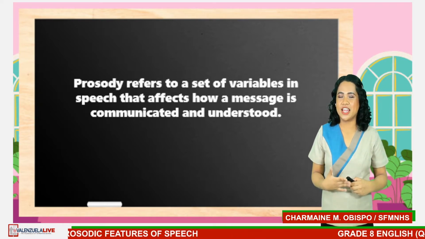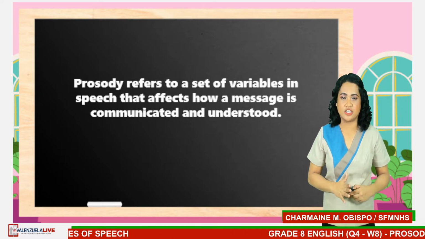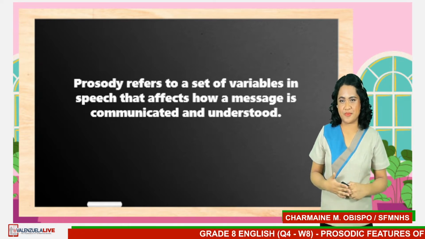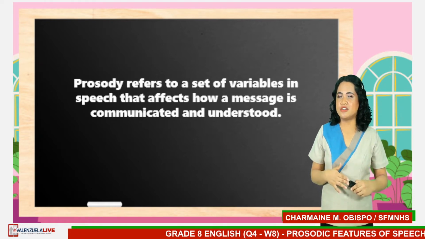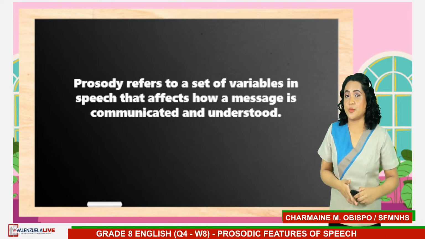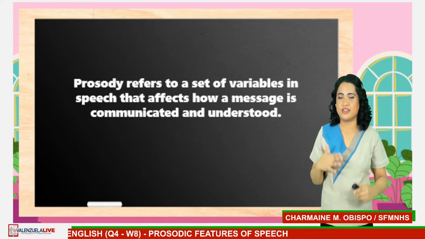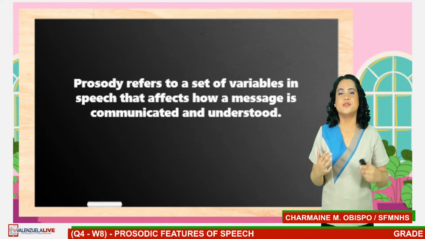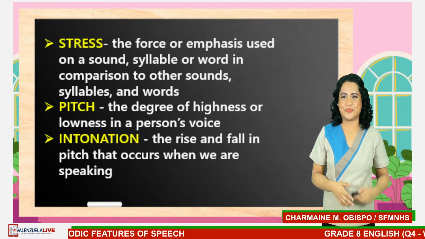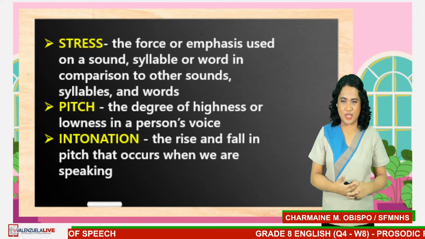However, with elements like stress, pitch, and intonation, and connected speech, the misunderstanding may be more of a serious nature. If speakers use improper intonation contours, they can be perceived as abrupt or even rude. And if the stress and rhythm patterns sound unnatural, the speakers who produce them may not be understood at all. Now, what are the different prosodic features of speech?